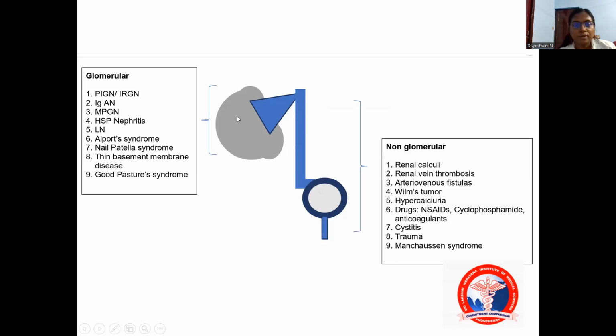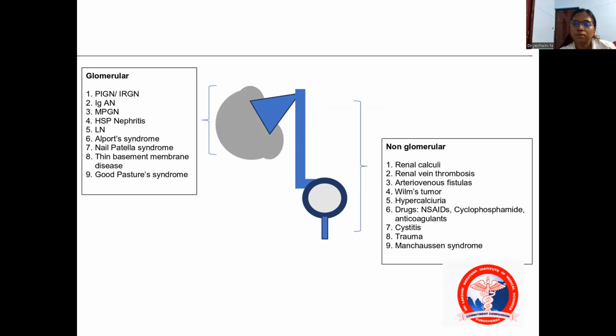Again, you can differentiate it as glomerular hematuria and non-glomerular hematuria. Glomerular hematuria includes post-infectious glomerulonephritis, infection-related IgA nephropathy, MPGN, and HSP nephritis, Henoch-Schönlein purpura nephritis, wherein you will have palpable purpura and then hematuria. Then lupus nephritis, Alport syndrome, nail patella syndrome, thin basement membrane disease, and Goodpasture syndrome. Then non-glomerular hematuria.